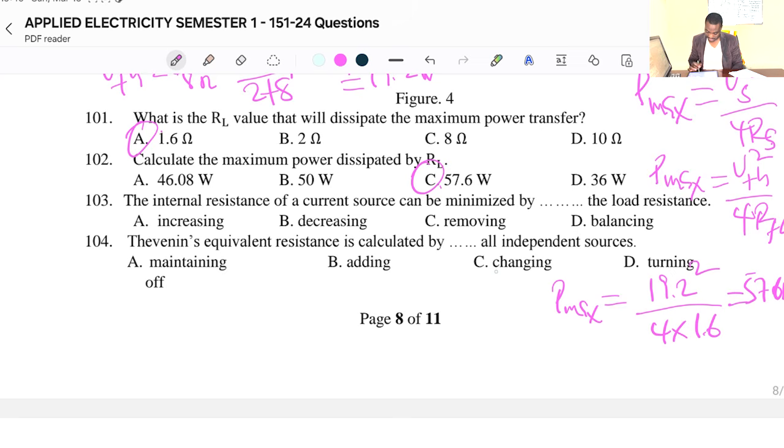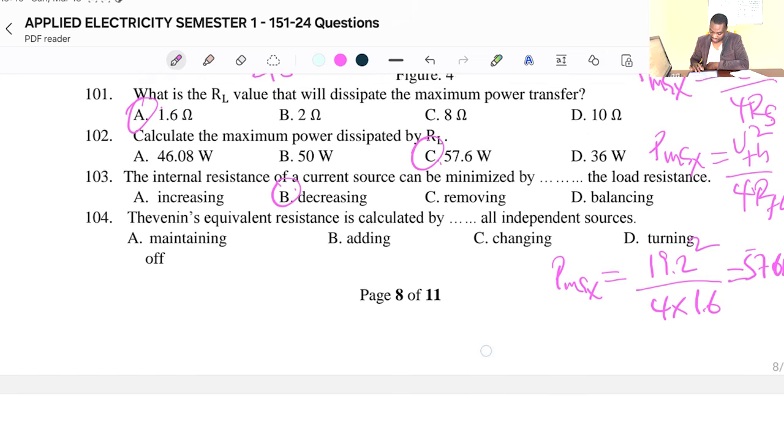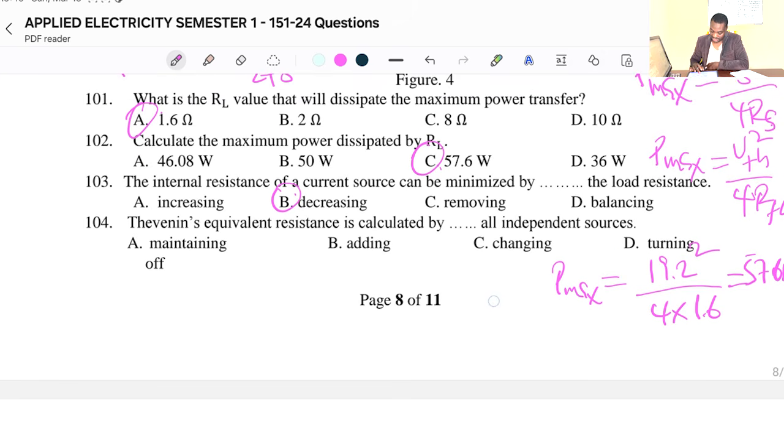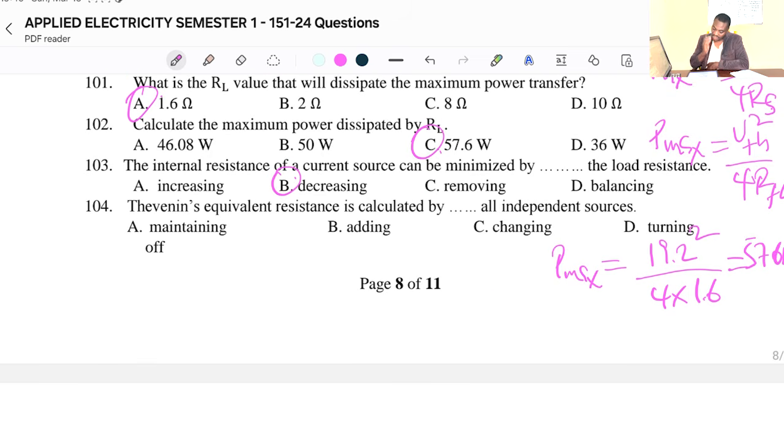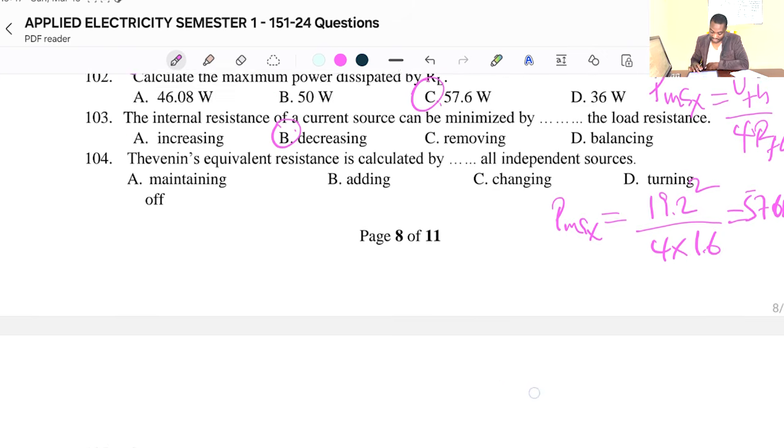The internal resistance of a current source can be minimized by what? When it comes to a current source, you minimize the internal current. The answer is decreasing the load resistor, which we did. Remember, if you want to make sure the current passing through the load resistor is the same as the source current, you should choose the load resistor to be a very small value.